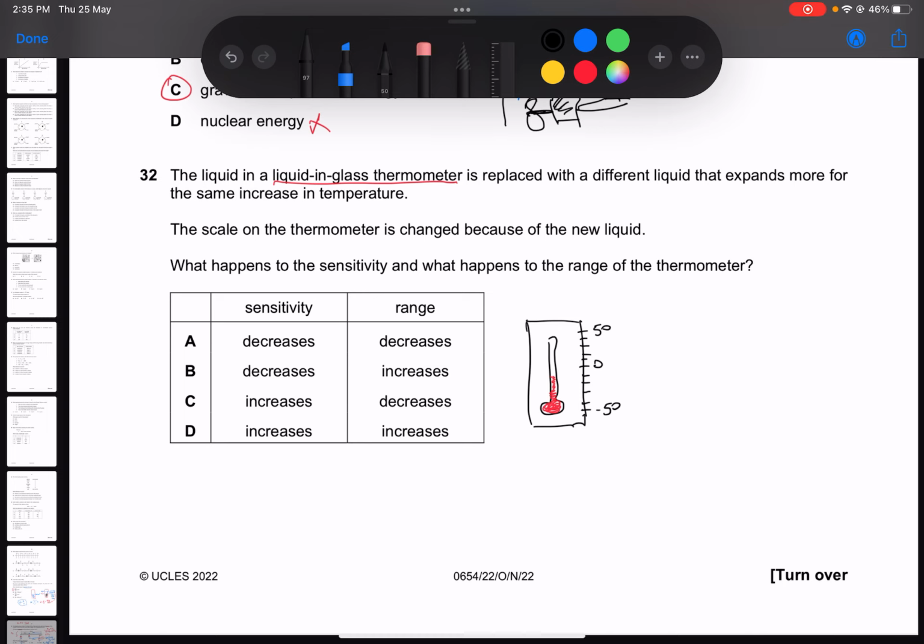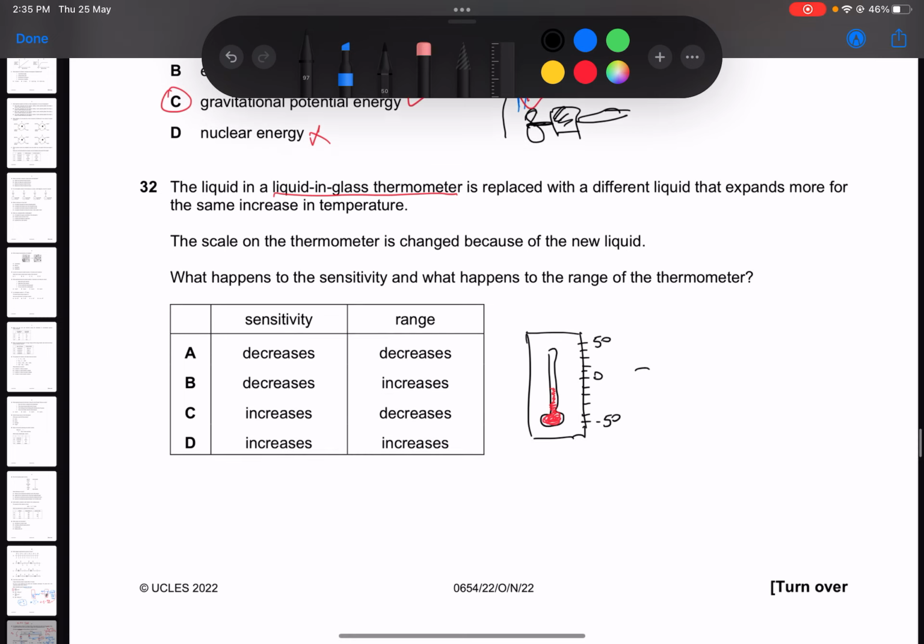Now we have changed the liquid only. What has remained the same? The thermometer glass, this glass tube, has remained the same.